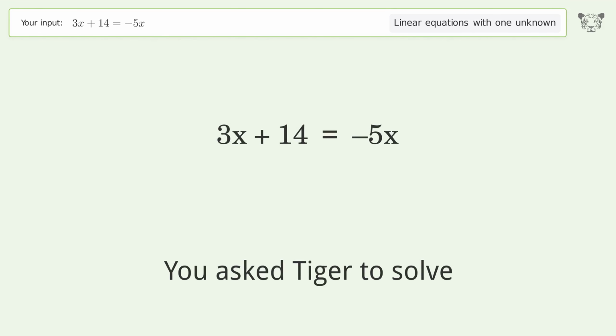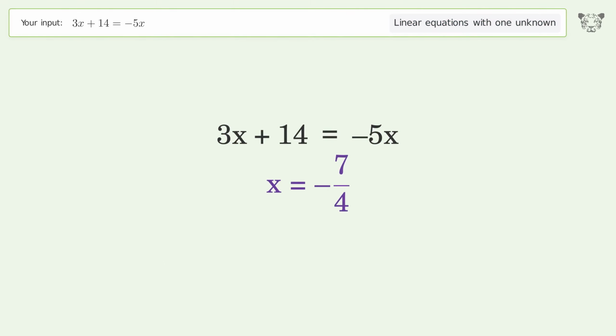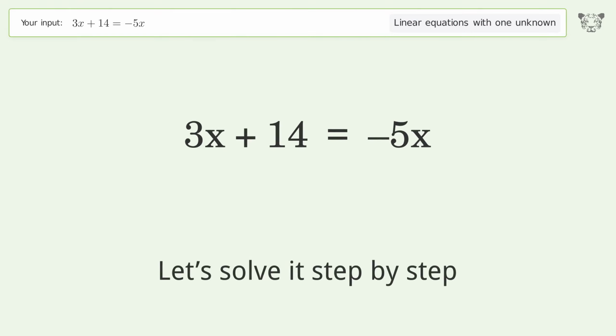You ask Tiger to solve. This deals with linear equations with one unknown. The final result is x equals -7/4. Let's solve it step by step.